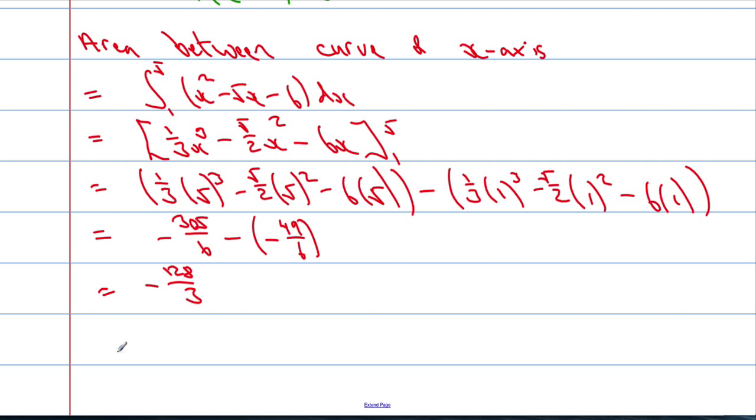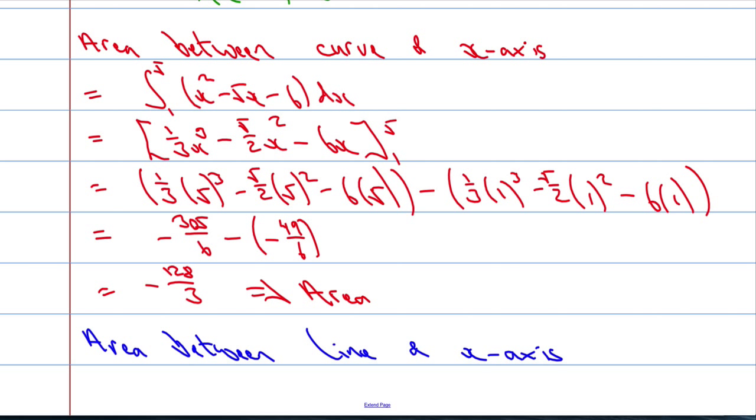Now we're going to go for the area between the line and the x-axis. By the way, this is a negative number. That implies that the area is 128 over 3, just in case you were wondering.